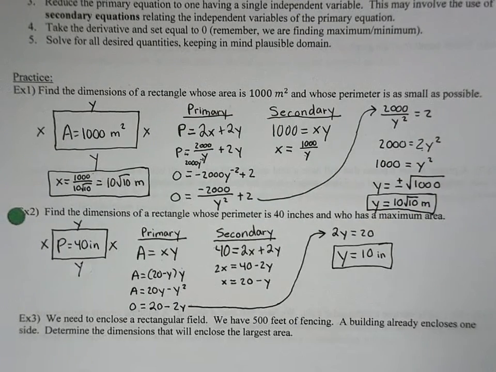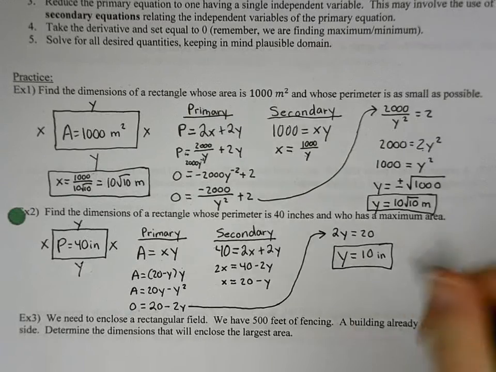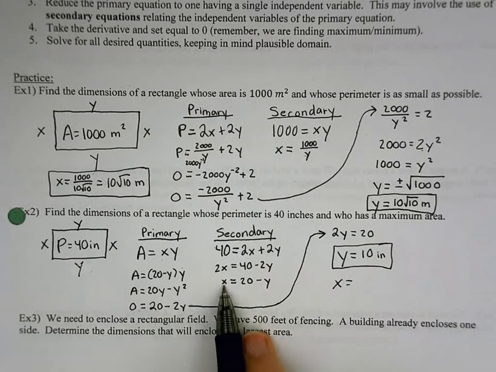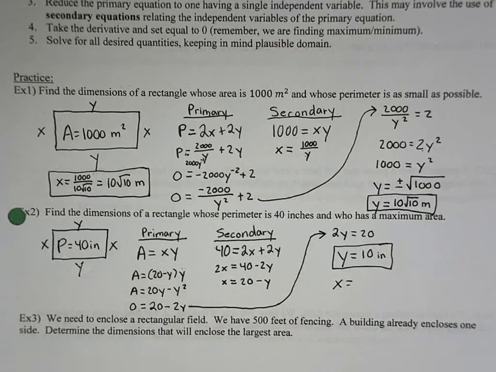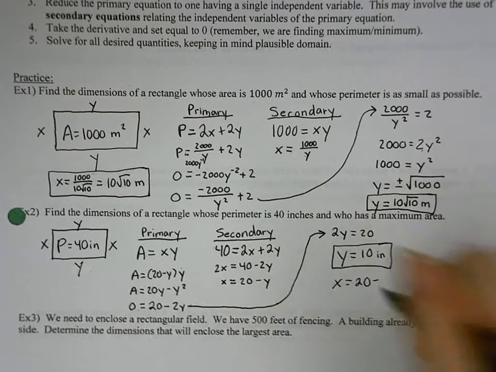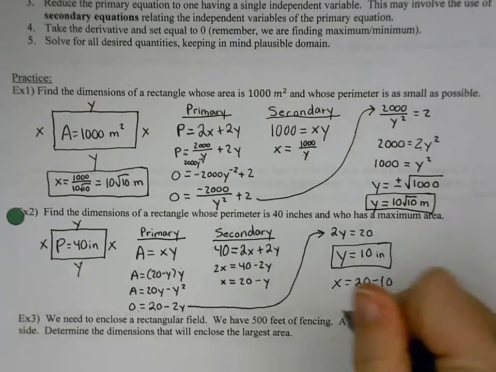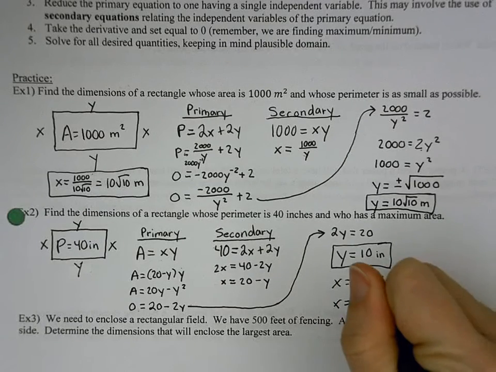Okay. For my x equals, well, under my secondary equation here, I have x equals 20 minus y. So x equals 20 minus my y, which is 10, which means x is also 10 inches.